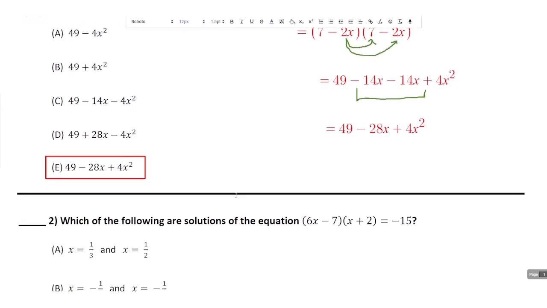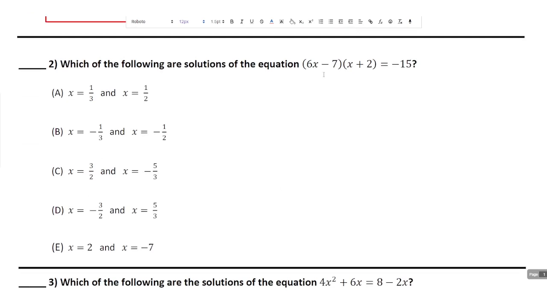For number 2, it says, which of the following are solutions of this equation? What we want to do here is multiply these together, get this equation into standard form, and then solve it like a quadratic, which means we're either going to factor or use the quadratic formula. Now, there's a shortcut to this problem, which I'm not really going to go through, but I'll mention it: you could just take these answer choices and plug them into x and see which one ends up equaling negative 15. It shouldn't take long since these are all pretty different, and if you can find one of the solutions, odds are you're going to find the answer.